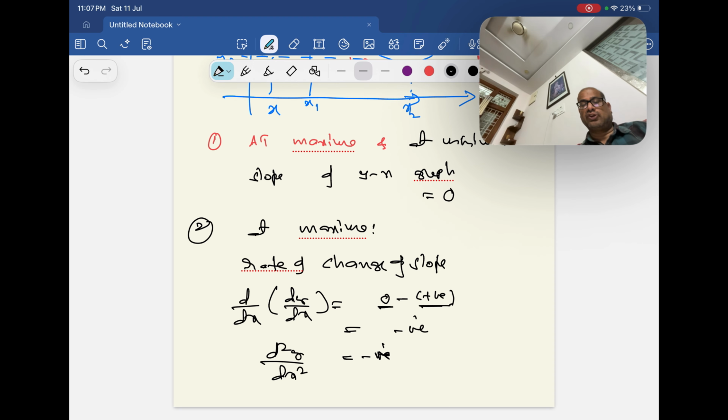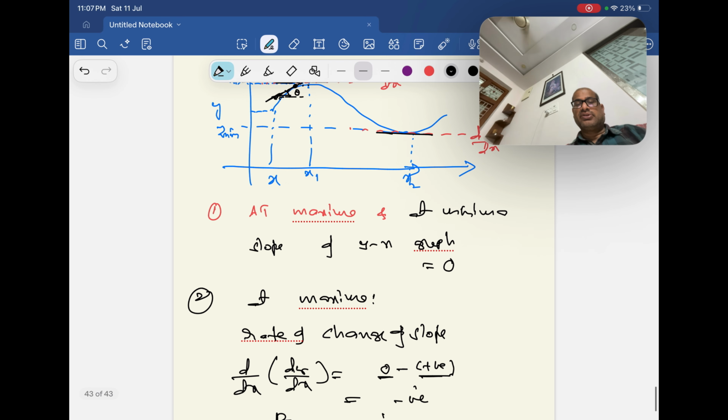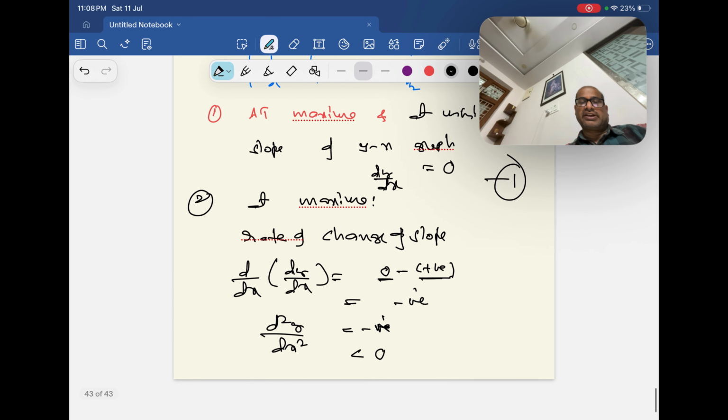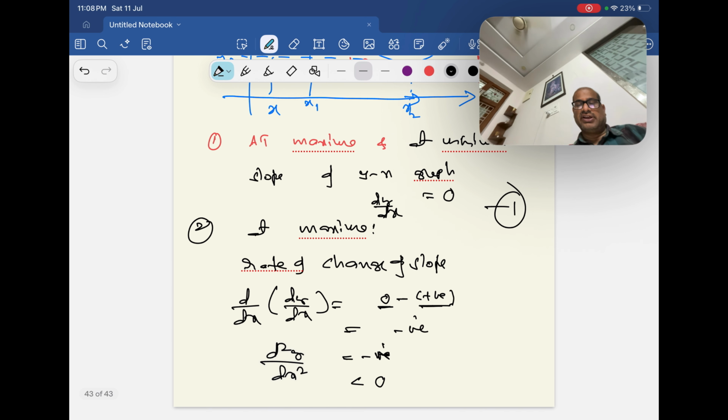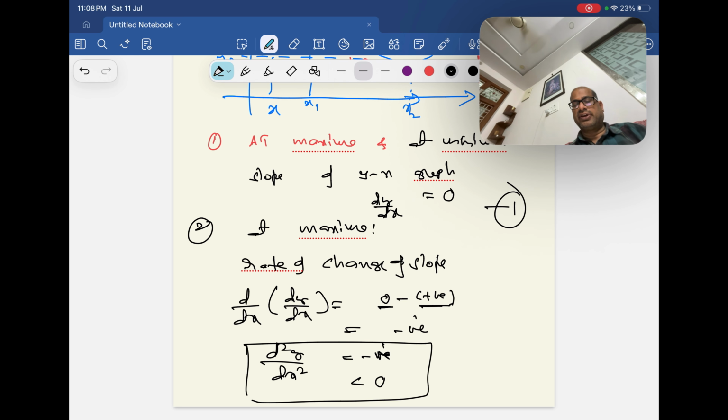In physics or in mathematics, negative means what? Something less than 0. So at maxima, the slope of the y-x graph, that is the first derivative dy by dx, is 0, and the second derivative, d square y by dx square, becomes negative, or less than 0.